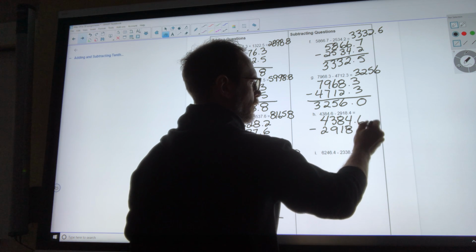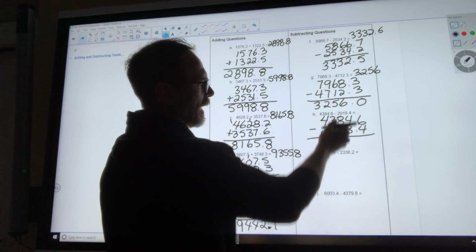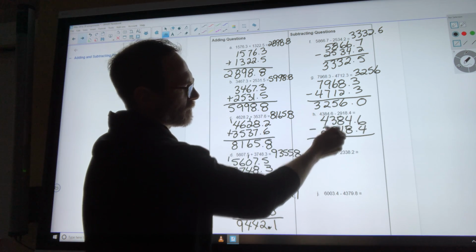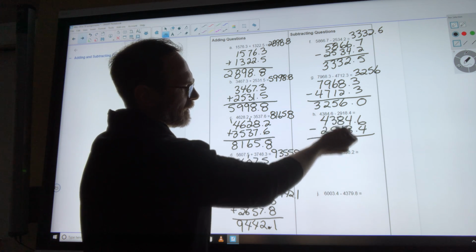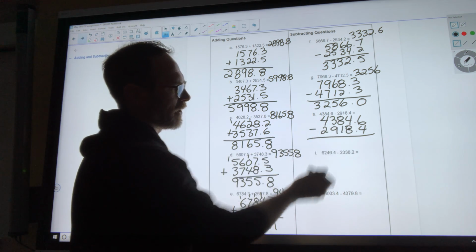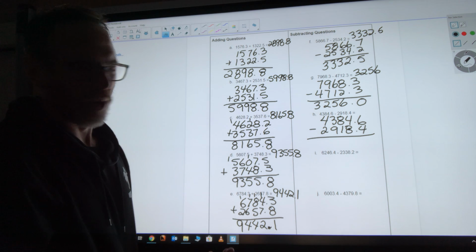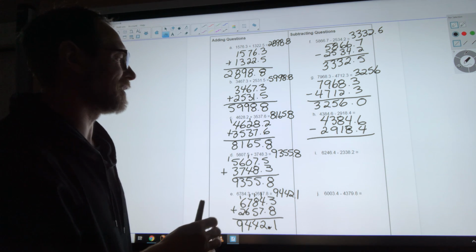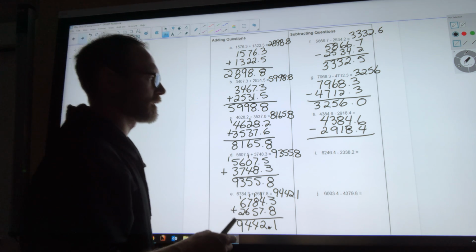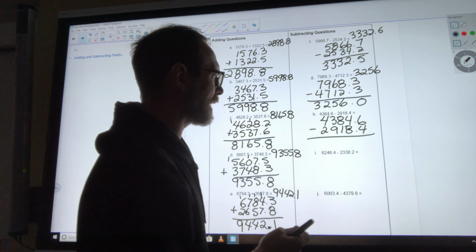2,918 decimal 4. So I know my answer is going to be, well, 4,000 minus 2,000 is 2,000, but then 300 minus 900, well, there's going to be some borrowing. So it's going to be about 1,000, roughly 1,400, I'm just going to be my guess.